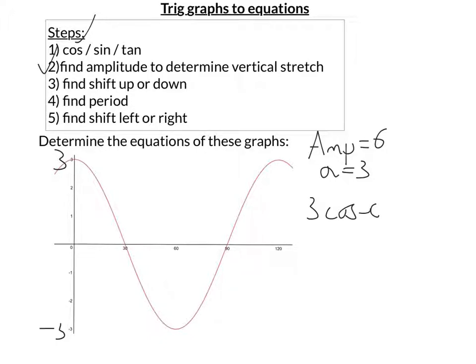Find shift up or down. Well, cos x goes between 1 and -1. 3 cos x therefore goes between 3 and -3, which this curve does, so it hasn't been shifted up or down. Now let's find its period.